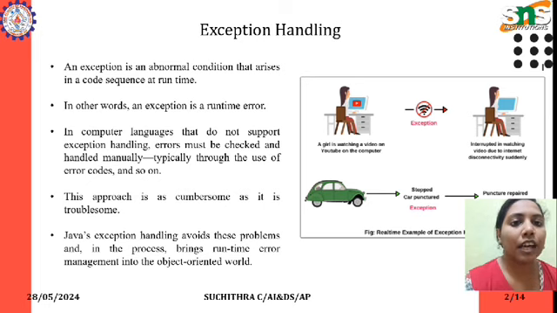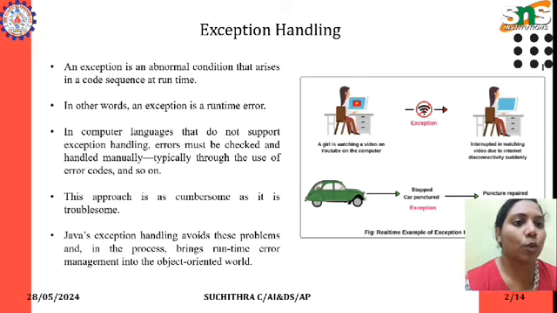In computer languages that do not support exception handling, errors must be checked and handled manually, typically through the use of error codes and so on. This approach is cumbersome as it is troublesome. Java's exception handling avoids this problem and in the process brings runtime error management into the object oriented world. We can see a small example over here.